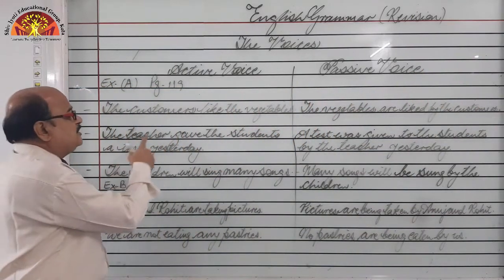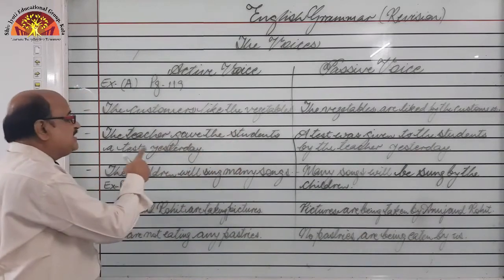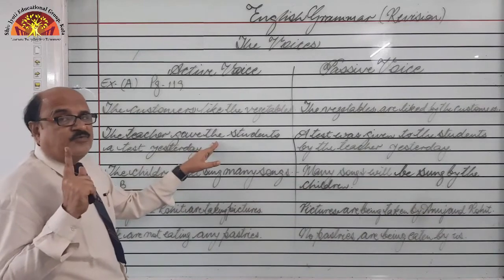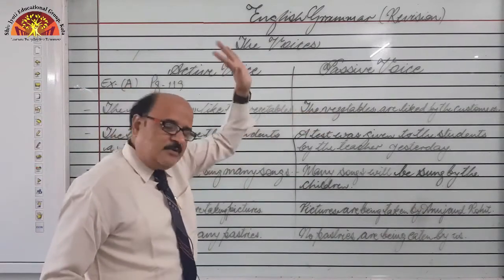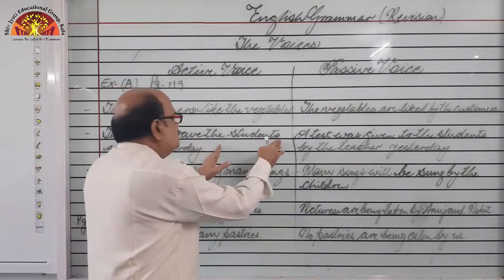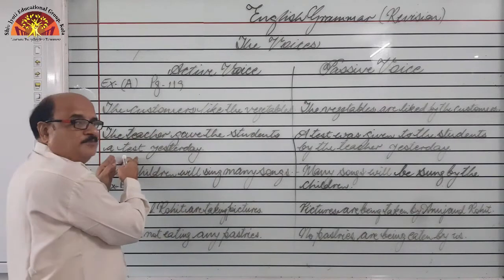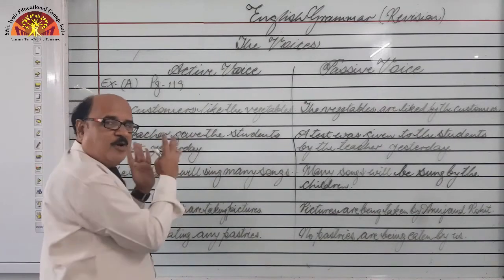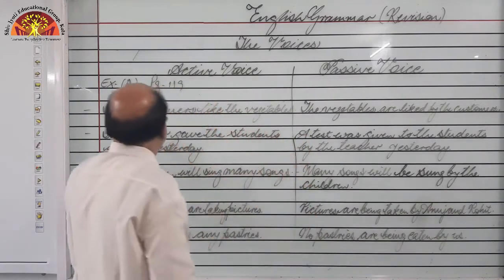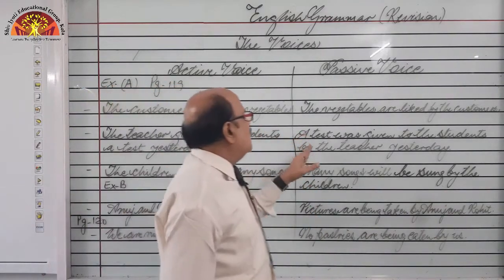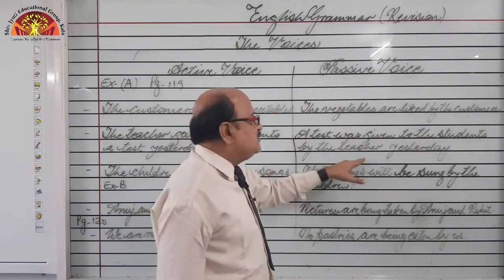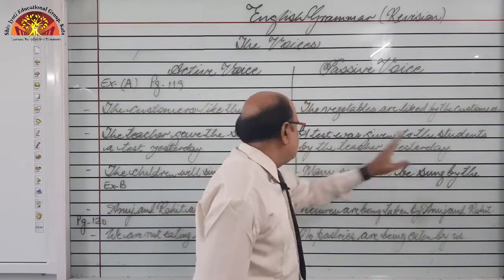Next, the teacher gave the students a test yesterday. This is past indefinite tense, right? So in past indefinite tense, what to write? Was and were in passive voice, right? So the teacher, this is subject, gave, main verb, and the students, object, a test, object, and yesterday, adverb of time, right? So a test, we have swapped the object, a test, with the subject, the teacher. Okay? So a test was given to the students by the teacher yesterday, right?